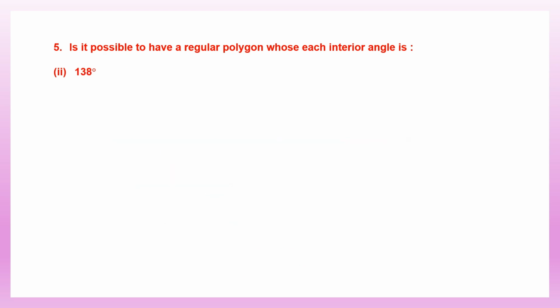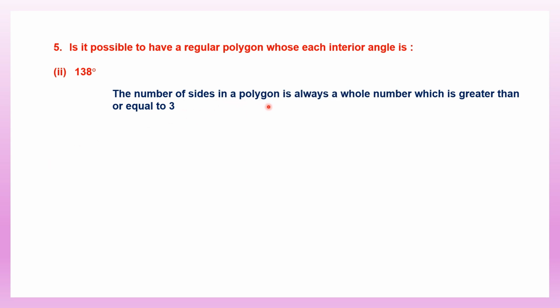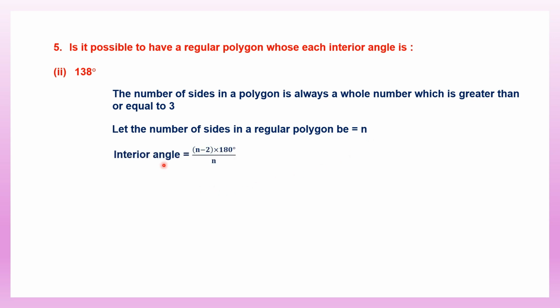Second one, is it possible to have a regular polygon whose interior angle this time is 138 degrees? Again, remember the number of sides in a polygon is always a whole number which should be greater than or equal to 3. So now let the number of sides be n. So we're going to find the number of sides by using this formula. Interior angle is given to us. So let's write that. Interior angle is 138 degrees, and here we have n minus 2 into 180 degrees divided by n. This is a formula that we already know.